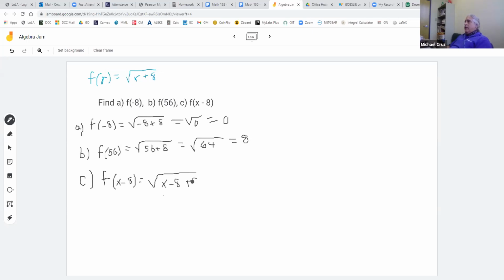So the 8 is still in there. And then these things are going to undo one another, and you're just going to have the square root of x. Nothing else we can do with that. All right, any questions about those three?